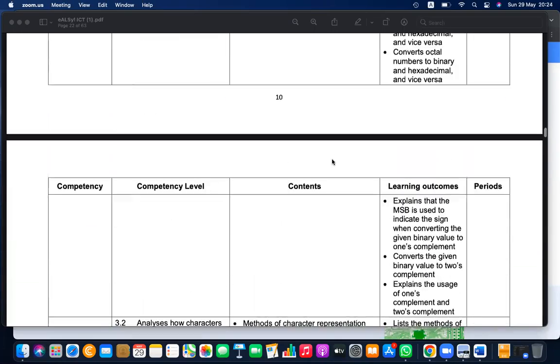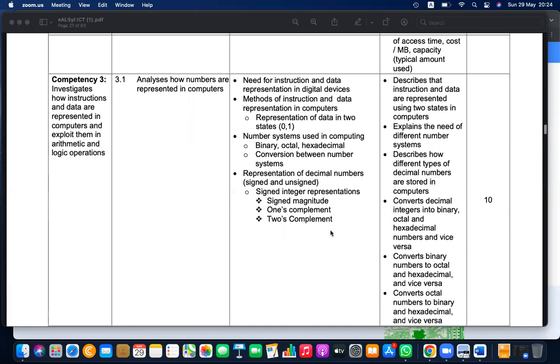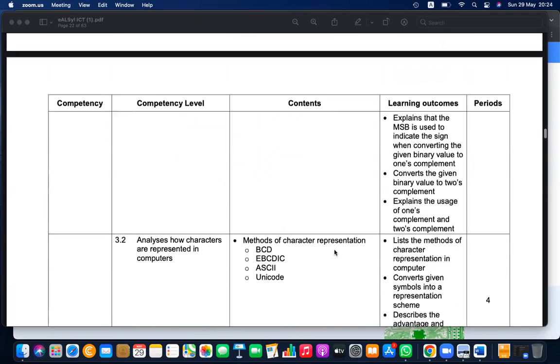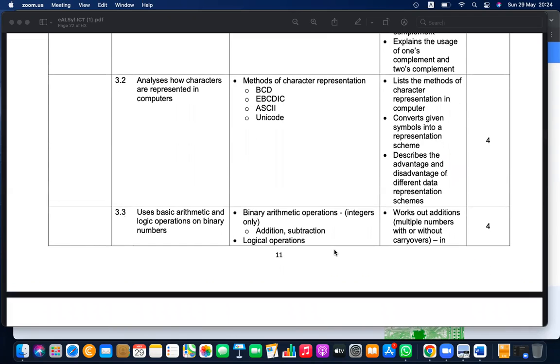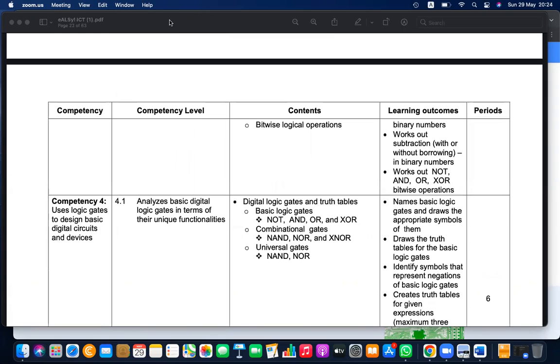But here you have very few things: representing characters, representing integers, and floating point has also been removed from the syllabus. Earlier, floating point representation was there, but now it's removed. Only integer representation, character representation, and the different binary arithmetic operations. So that is a simple chapter. We will start that next day.